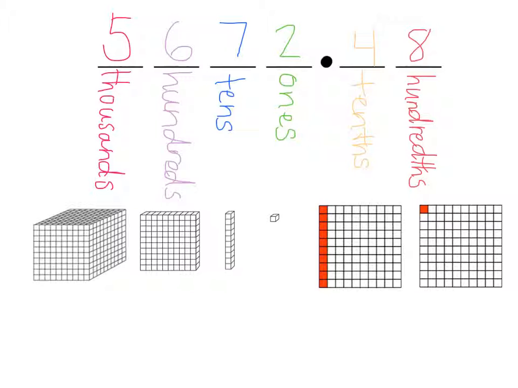What I want you to know is that in our number system, we are using a base 10 system, and that means that the relationship between each place and the one next to it is all about the number 10. So let's talk about that for a moment. If we have 10 of these hundredths, that would create 1 tenth. If we have 10 tenths, that would create 1 whole.